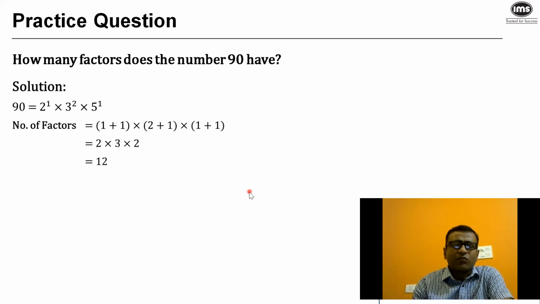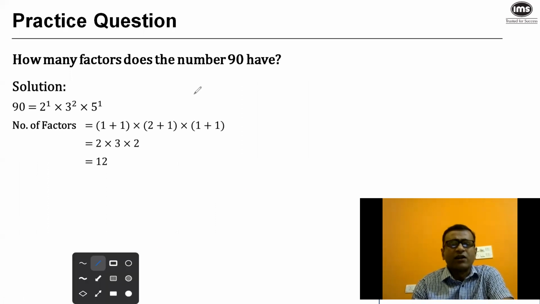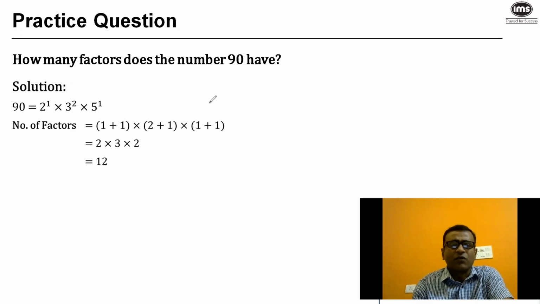One more example will give you a clearer concept of how we can get the total number of factors. For 90 we have achieved the standard form, that is 2 to the power 1, 3 to the power 2 and 5 to the power 1, by doing the prime factorization method. Here we have added 1 to the powers 1, 2 and 1. So by adding 1, we get 2 times 3 times 2, and this gives us 12. So 12 is the total number of factors of 90.